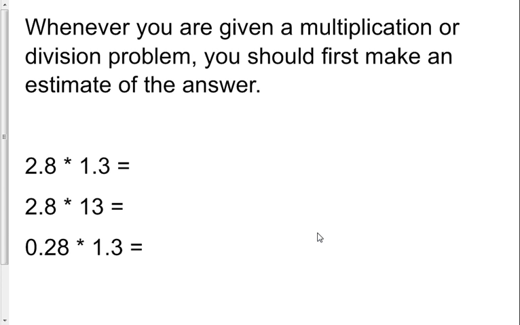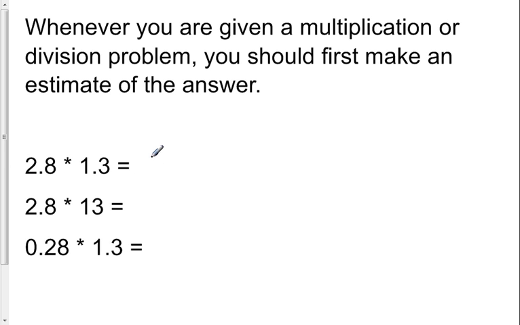So, whenever you're given a multiplication or division problem, you should first make an estimate of the answer. And the purpose of estimating when you multiply decimals is to help place the decimal point in your product. Now, if you look at the problems that are here, each of these problems will have the digits 3, 6, and 4 in their product. So I'm going to begin by doing my estimate.